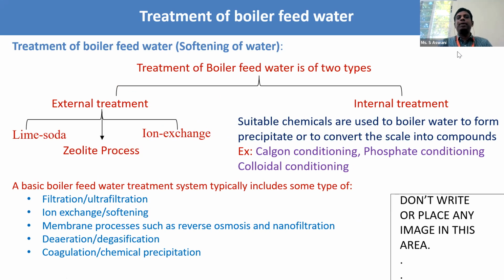External treatment includes the lime soda method, zeolite process, and ion exchange process. These are the external treatment methods. Internal treatment methods are where we use suitable chemicals to avoid the hardness of water. That method is called the internal treatment method. For example, Calgon conditioning, phosphate conditioning, and colloidal conditioning. These are the internal treatment methods.